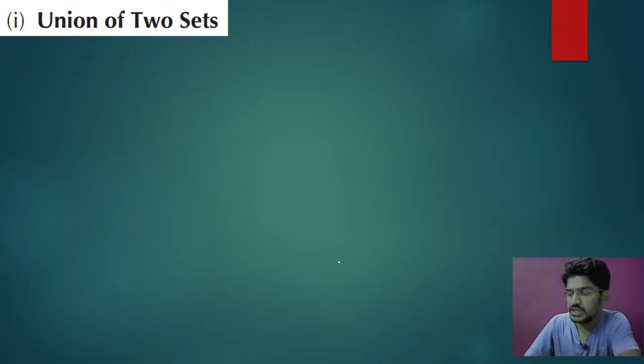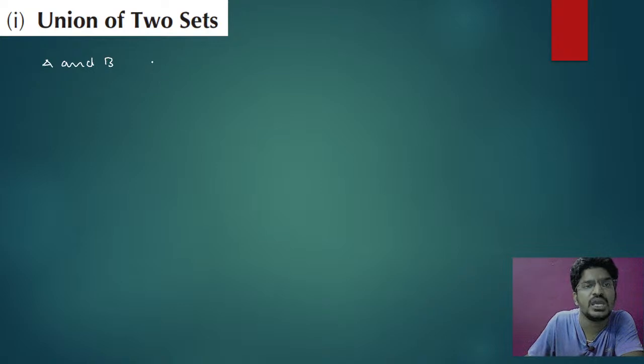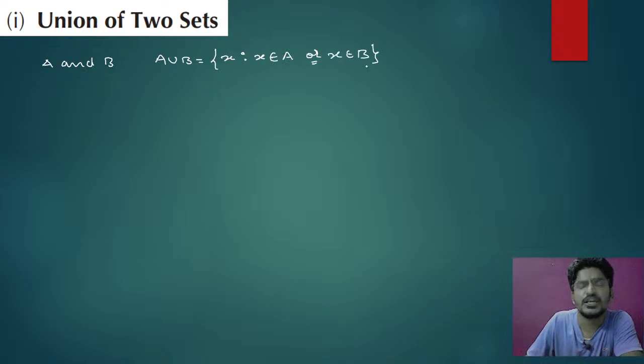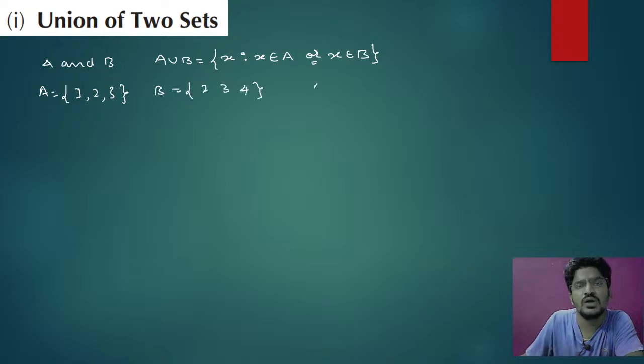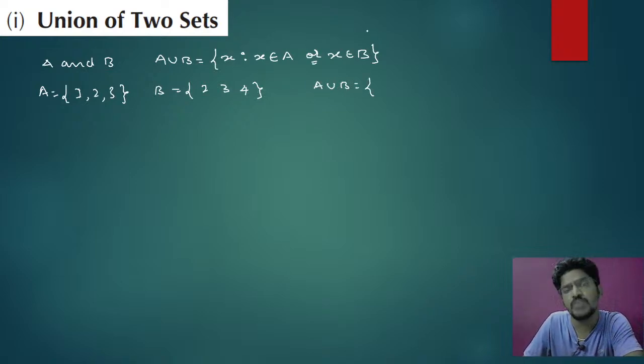Union of two sets means, see here, if I have set A and set B, A union B is written as collection of X such that X belongs to A or X belongs to B. That means, see here, if A has 1, 2, 3, if B has 2, 3, 4, now A union B equal to, what you have to collect? The elements such that it must be in A or B, no problem.